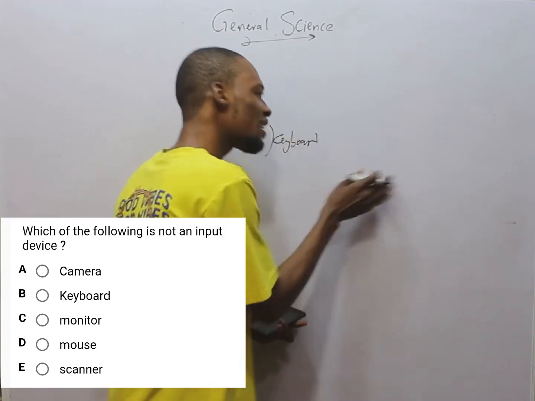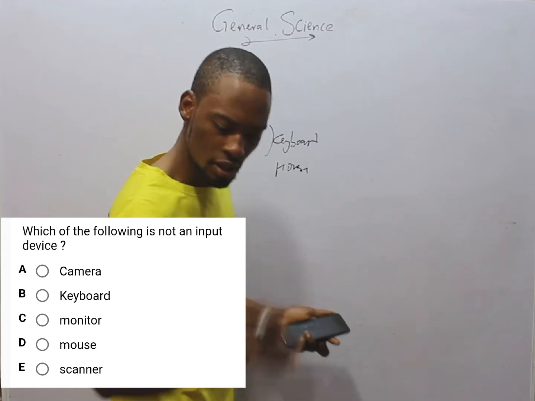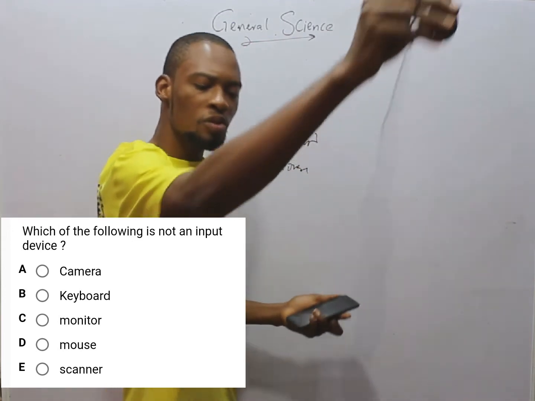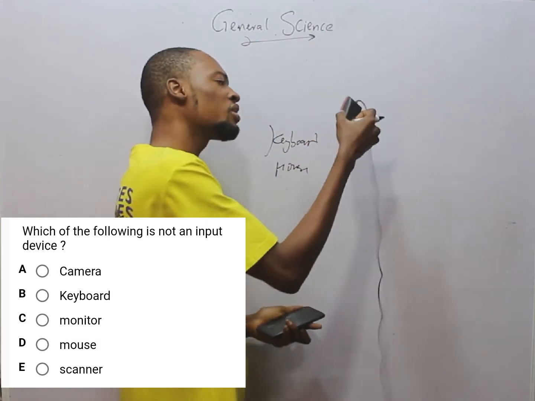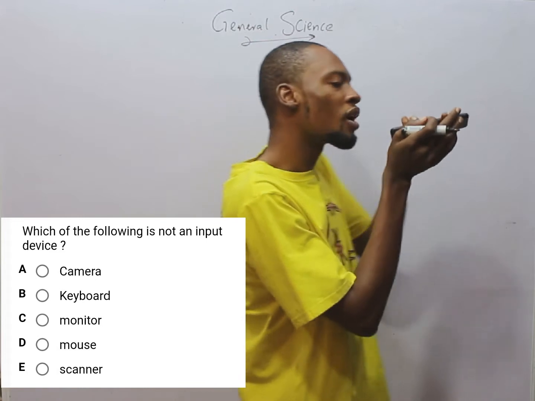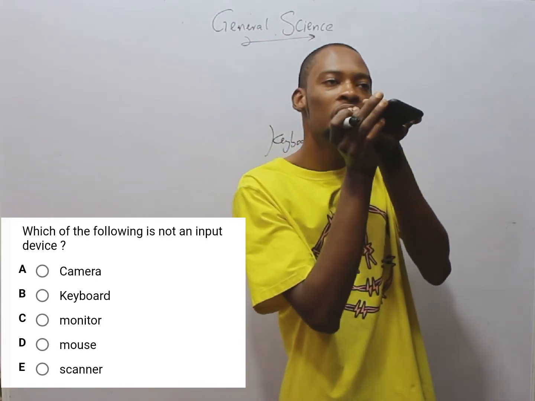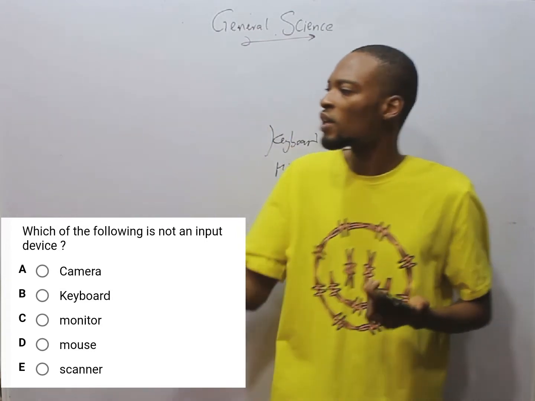A mouse. This is a mouse. So you use it to click, to double click, right click, or drag. You are communicating with the computer. In fact, mic, you talk. Hello, I'll be coming tomorrow. Okay, it's fine. That is mic. You are using it to put information into the computer.